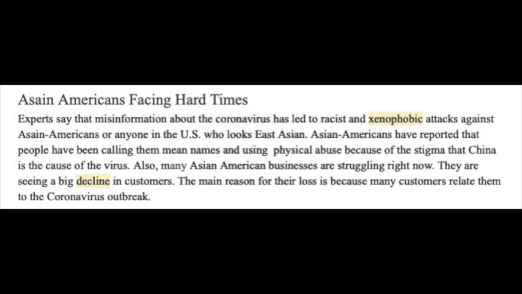Asian Americans facing hard times. Experts say that misinformation about the coronavirus has led to racist and xenophobic attacks against Asian Americans or anyone in the U.S. who looks East Asian. Asian Americans have reported that people have been calling them mean names and using physical abuse because of the stigma that China is the cause of the virus. Also, many Asian American businesses are struggling right now. They are seeing a big decline in customers. The main reason for their loss is because many customers relate them to the coronavirus outbreak.